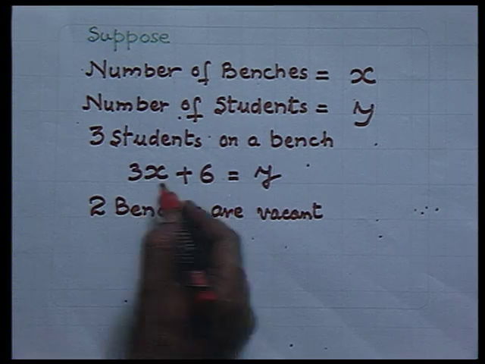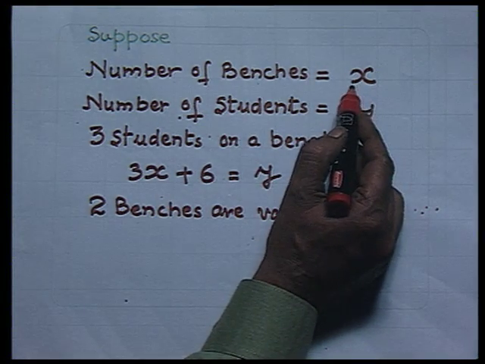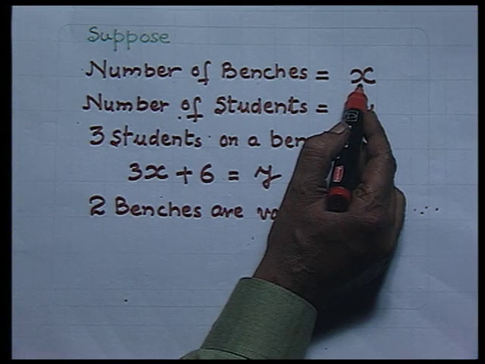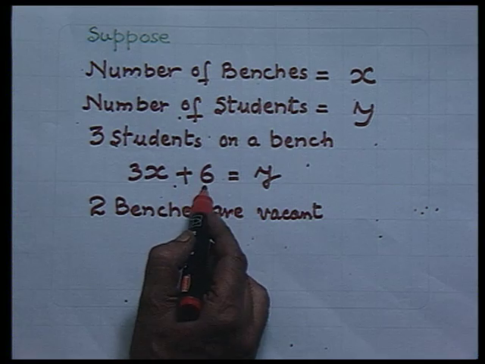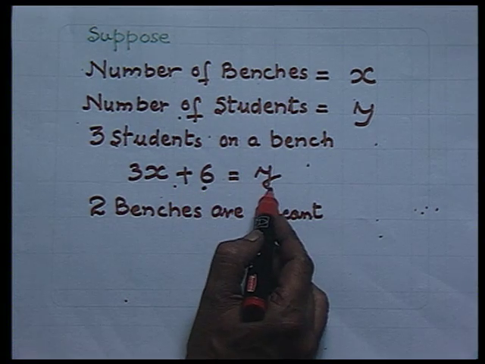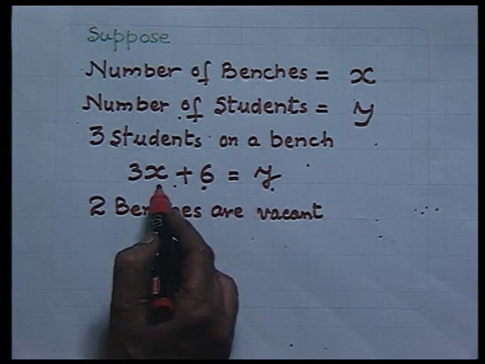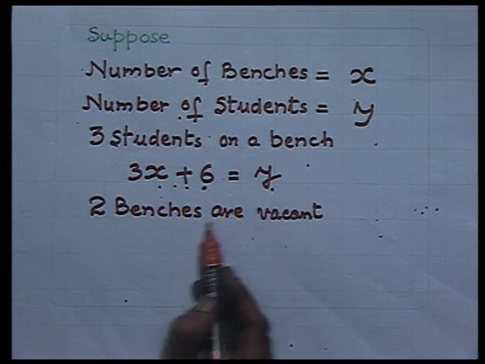Listen to this once again. If 3 students sit on each bench, that means the total number of students sitting on benches will be 3x, but 6 students are left over. So, that is 3x plus 6, and the number of students I have already supposed as y. So, that becomes 3x plus 6 equals y.